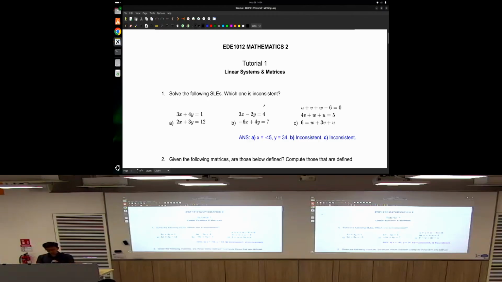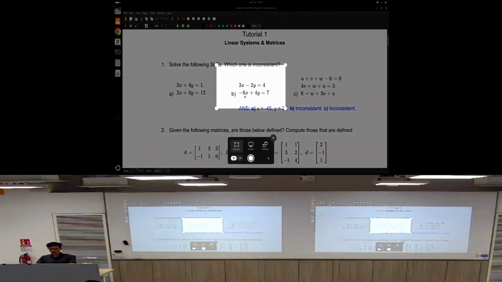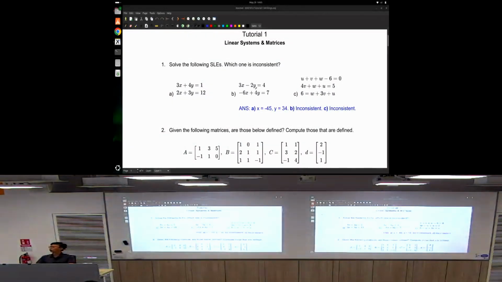So question 1, just solving and deciding which one is inconsistent. So inconsistent means no solutions. Do I need to go through? Like which one? I'll go through one, maybe C, right? Is that right? Okay, B is pretty obvious. Okay, so this one, part A will be unique solution, solve easily.